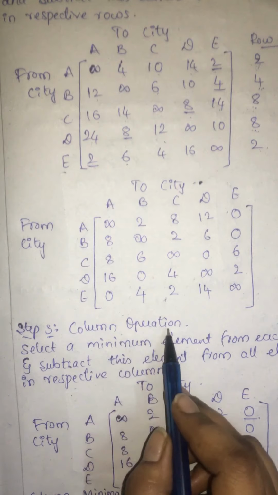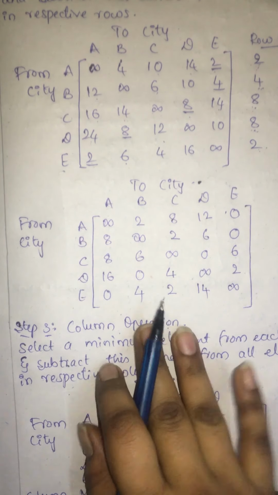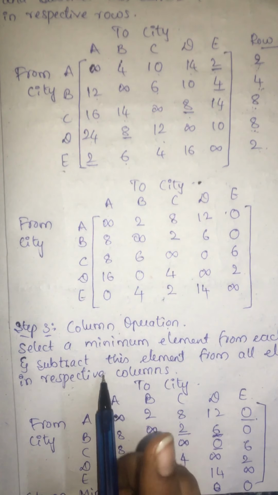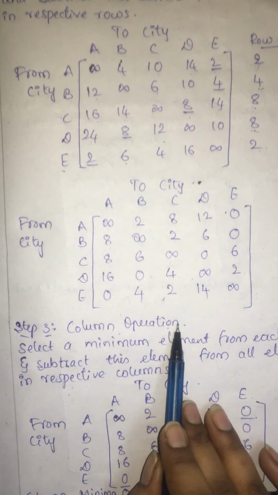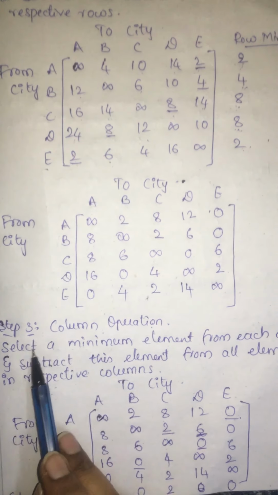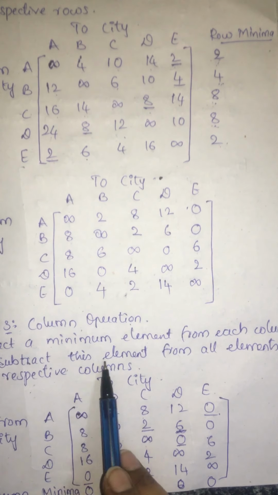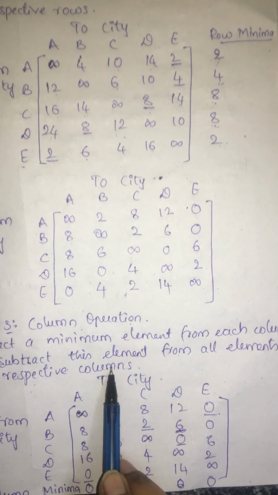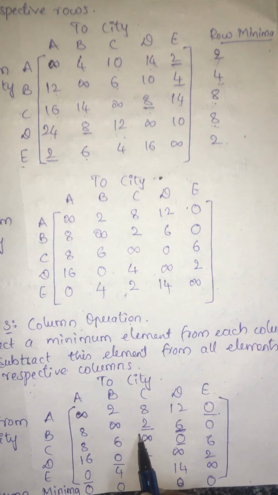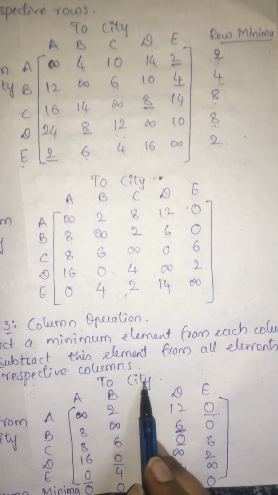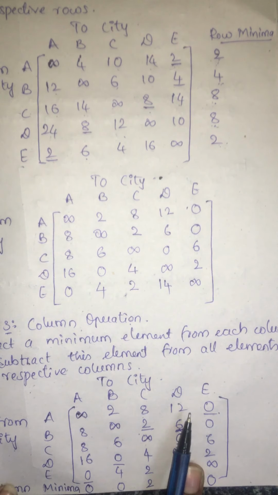The third step says column operation. What exactly is the column operation? This step is the same as the row operation, but only we should consider the column. So let us see what exactly the column operation is. In this column operation, select the minimum element from each column and subtract this element from all elements in the respective columns. Now I'll take the resultant of the second step, the matrix I have taken here, with the to city and from city as it is.